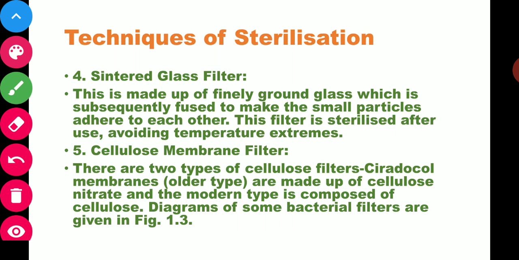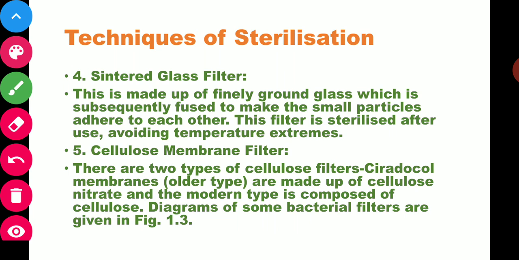The sintered glass filter, this is made up of finely ground glass which is subsequently fused to make the small particles adhere to each other. These filters are used for sterilization. After sterilization, avoiding temperature extremes. The last filter, that is the cellulose membrane filter, is generally used for tissue culture purposes.